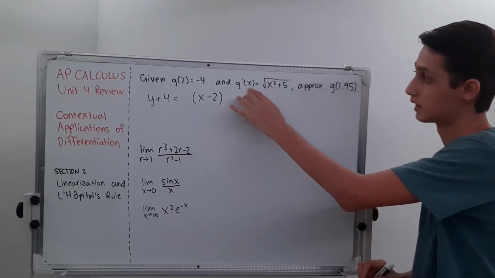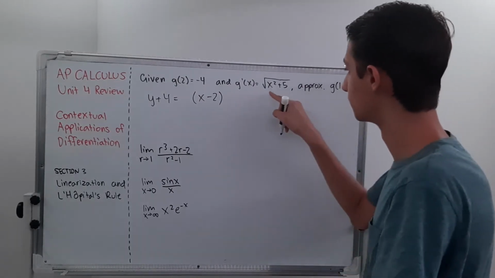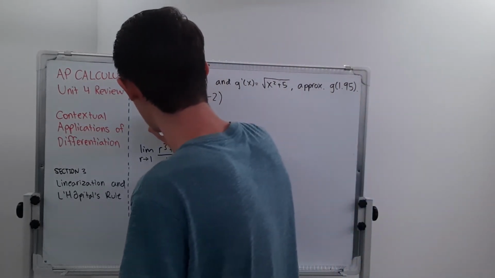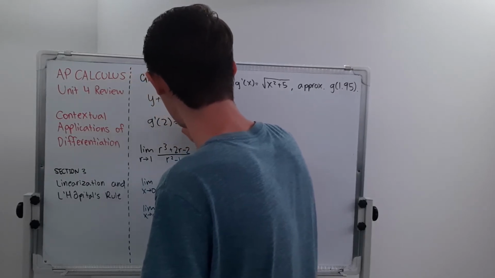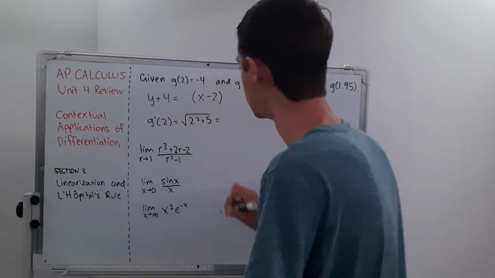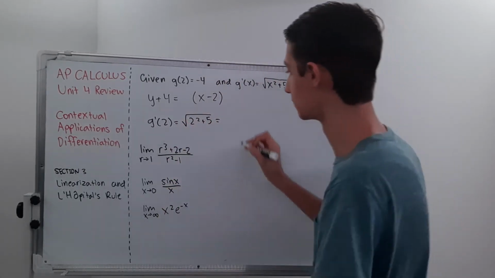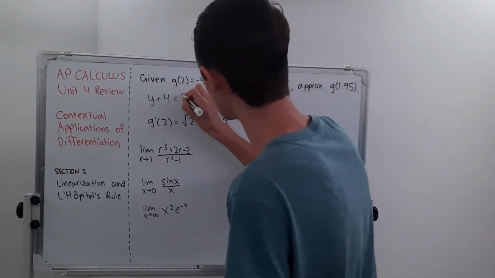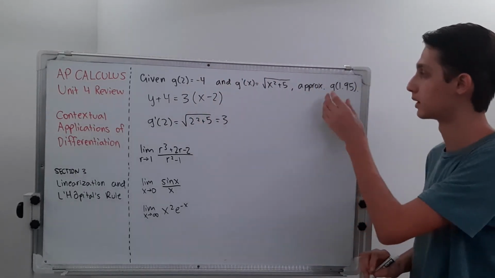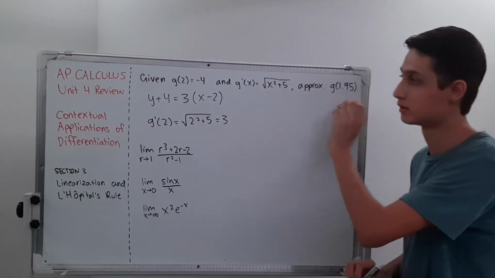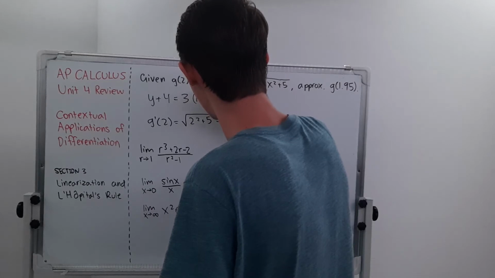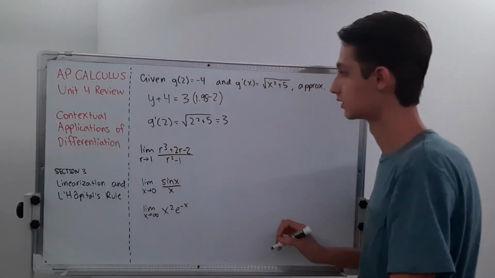We can just plug in g prime of 2. g prime of 2 is going to be equal to the square root of 2 squared plus 5. So the square root of 4 plus 5, which is the square root of 9, which is just 3. So we just put 3 here. And that's cool. Now, if we want to approximate this, we just say 1.95 is equal to x, and then we just solve it from here.